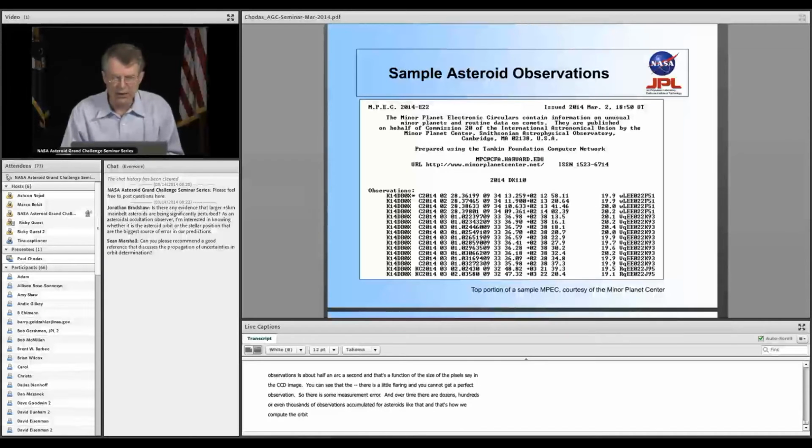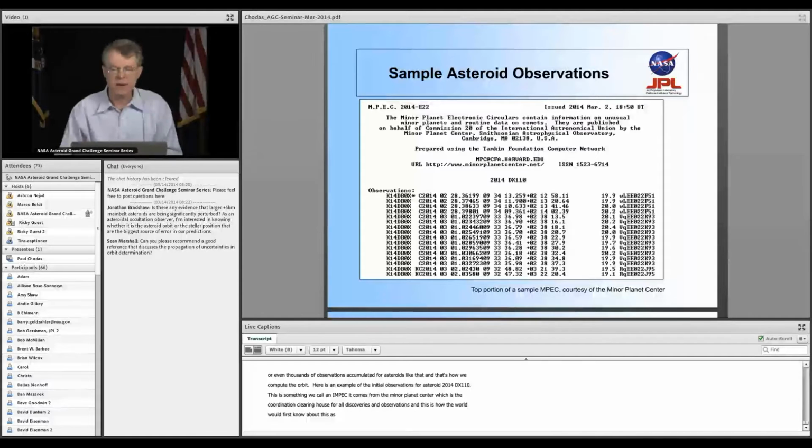Here's an example of the initial observations for asteroid 2014 DX110. This is something we call an MPEC, which stands for Minor Planet Electronic Circular, comes from the Minor Planet Center, which is the coordination clearinghouse for all discoveries and observations. And this is how the world would first know about this asteroid.